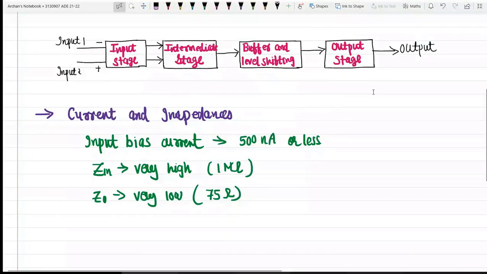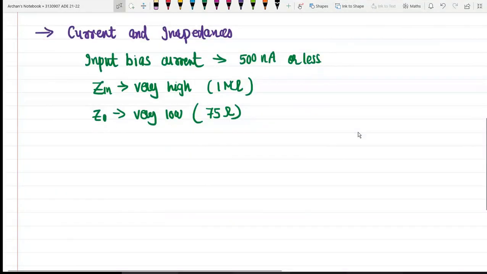And the maximum output current is around 25 milliampere. So these are the typical values of currents and impedances which are associated with an operational amplifier. Okay. Now, what are the voltage levels?